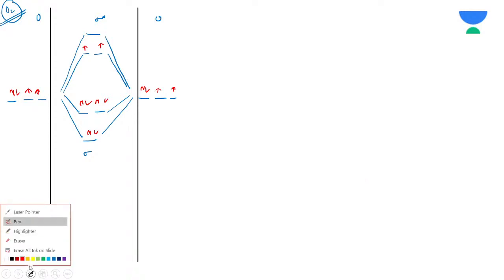Okay, and similarly we are going to have 4 electrons over here. Fine, so 4 and 4, 8. So 1, 2, 3, 4, 5, 6, 7 and 8. That means this is the molecular orbital diagram of the O2 molecule. So if this is the molecular orbital diagram of O2 molecule, what can I say over here?